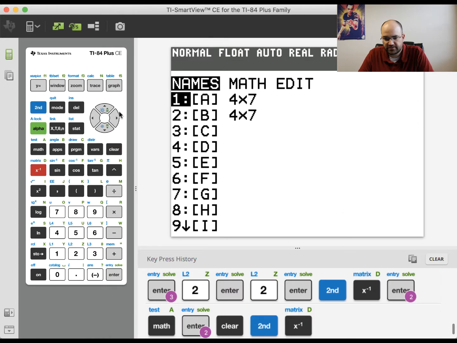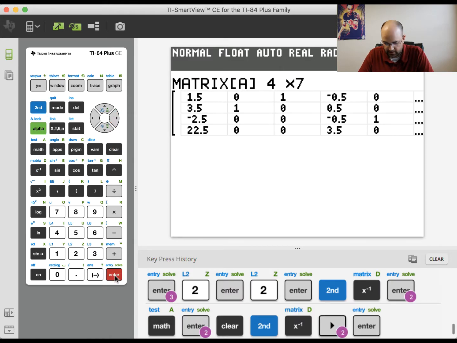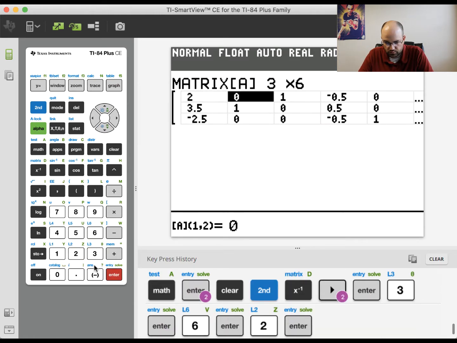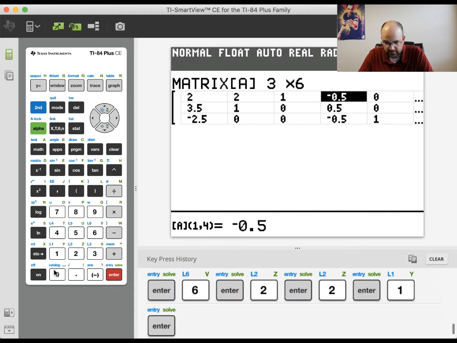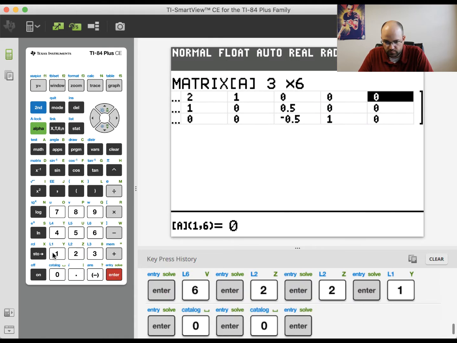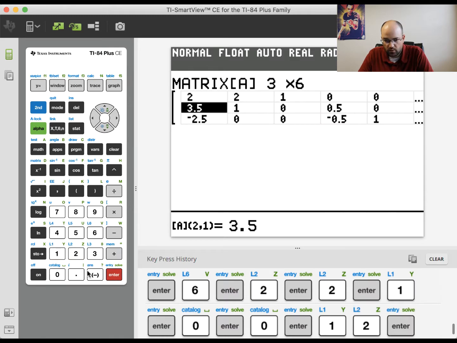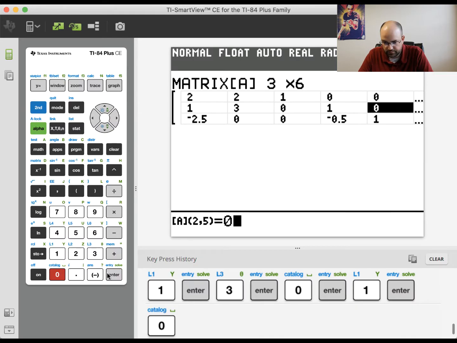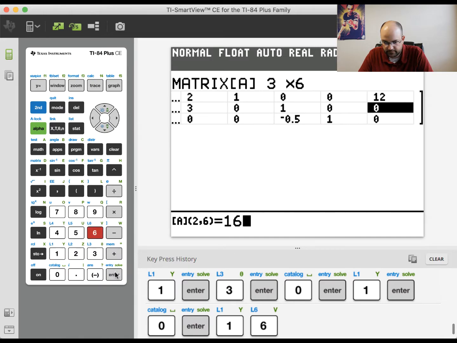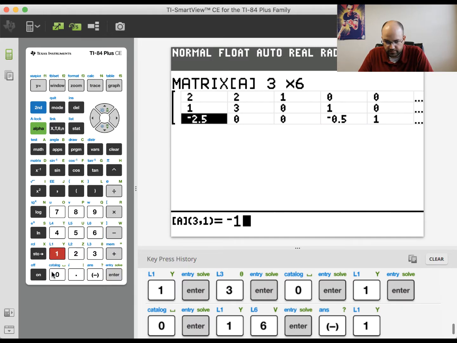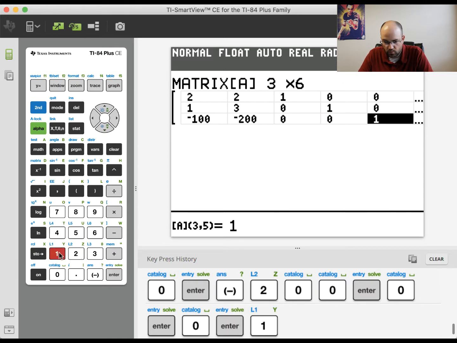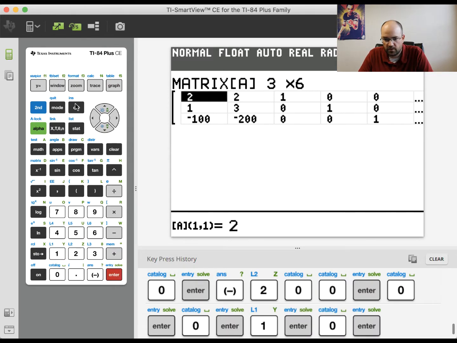Let's go into matrix, go right to edit, and then this was a 3 by 6, and then type this in: 2, 2, 1, 0, 0, 12, 1, 3, 0, 1, 0, 16, negative 100, negative 200, 0, 0, 1, 0. Awesome.